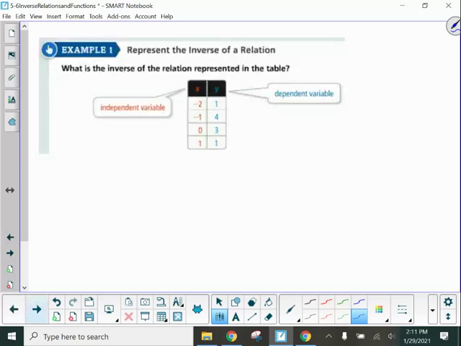So our first example gives us a table. It says this is a relation. What is the inverse of the relation represented in this table? Well, if you're finding the inverse of something like this, notice it gives you a list of the x's and a list of the y's. So our inverse is going to reverse things. Our inverse, instead of the point -2, 1, we're going to have the point 1, -2.